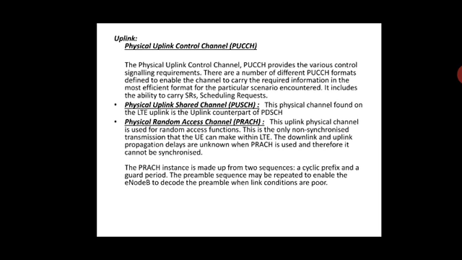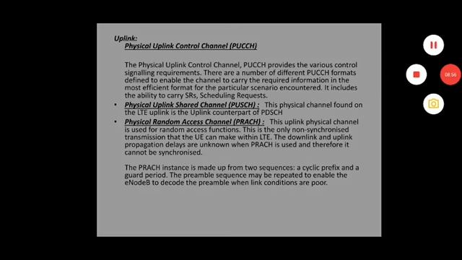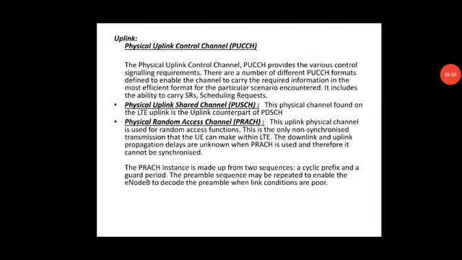There is one more uplink channel. The uplink channel is the physical random access channel, PRACH, in which this uplink physical channel is used for random access functions. This is the only non-synchronized transmission that the user entity can make within LTE. That is, the downlink and uplink propagation delays are unknown when PRACH is used, and therefore it cannot be synchronized.